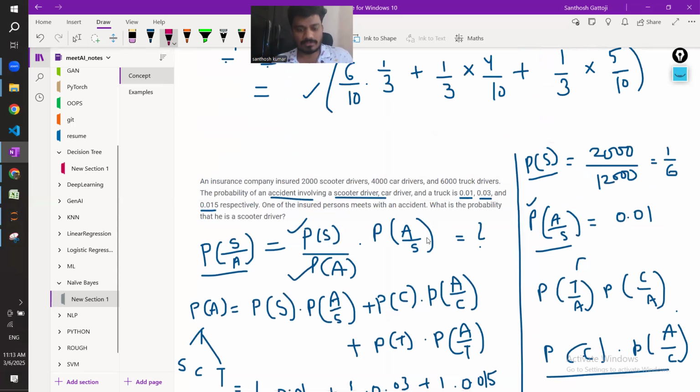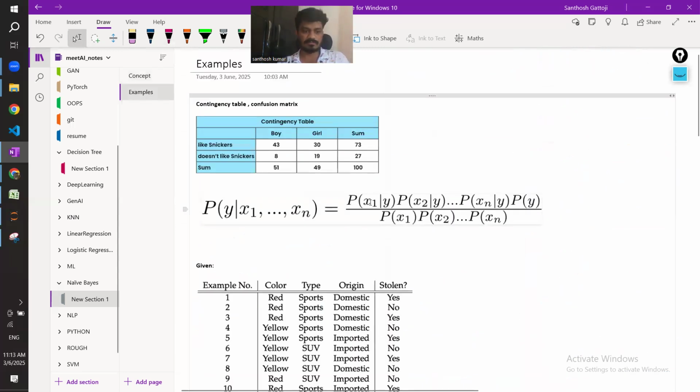So I'll give you some intuition. But before that, we will see a few more examples. These are a bit next-level examples, and once you understand this, you can directly understand how Naive Bayes is used for actual classification purposes.